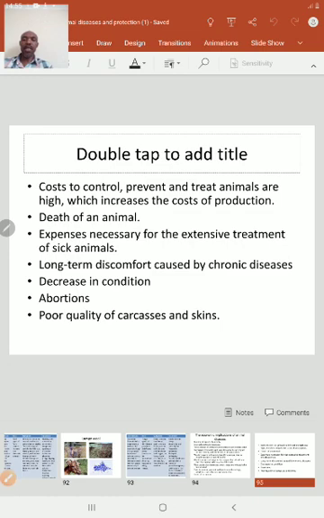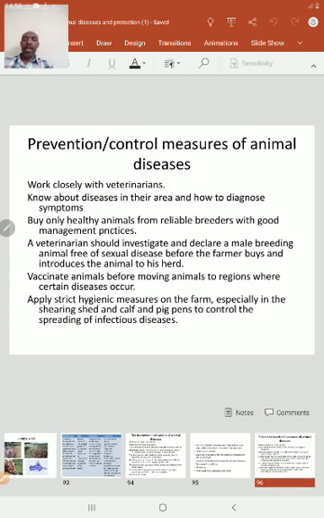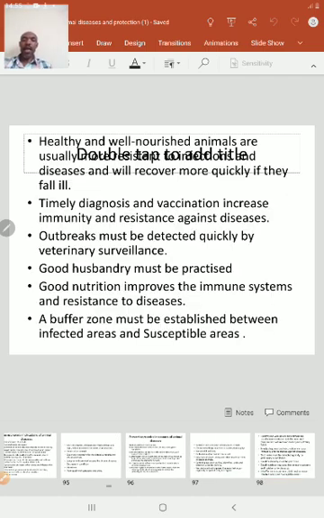As you can see there, the costs of medicine, that is to treat animals, even some cause abortions, which is loss of production, loss of quality, and all those. All right, this is how. For prevention, we mentioned vaccination very much, and also practicing hygiene.